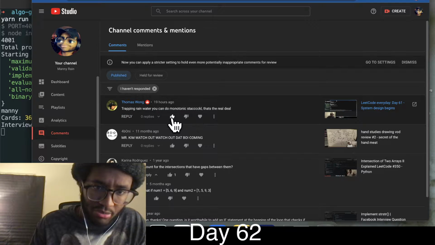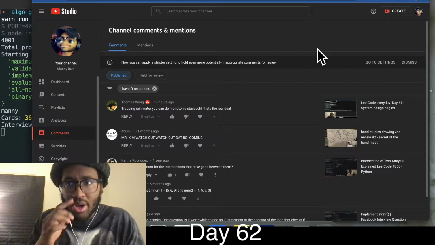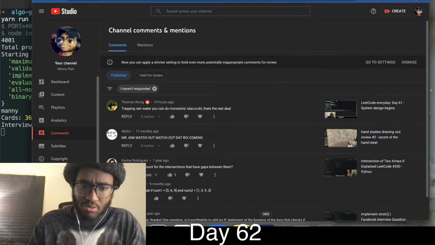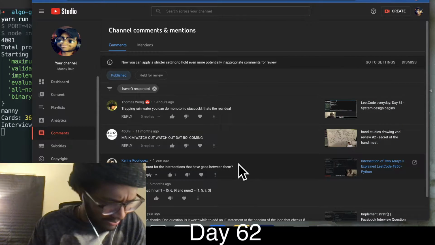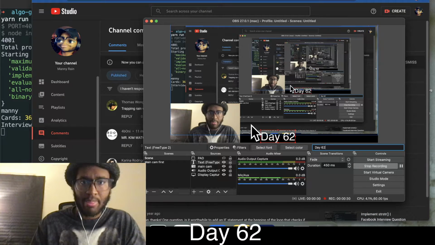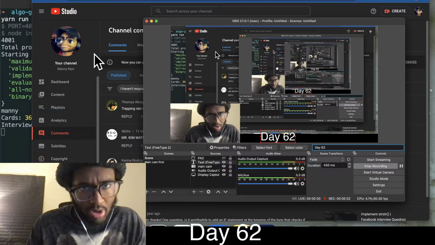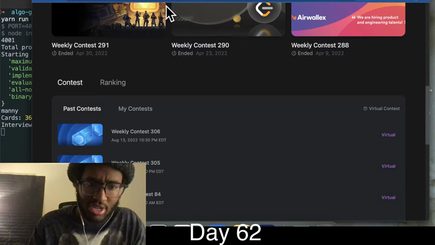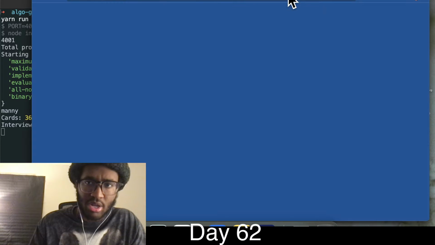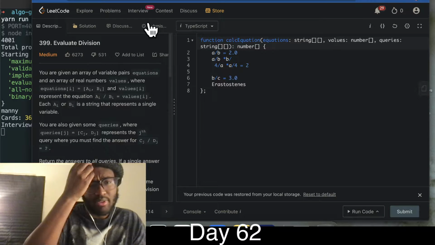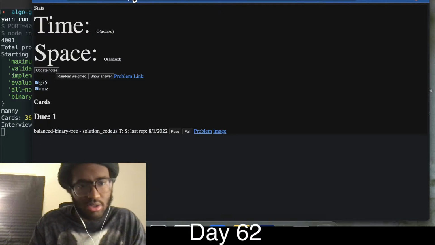Trapping rainwater, you can do monotonic stack. I have no idea what a monotonic stack actually means, so we're going to have to do some research upon that. Also, probably going to be doing a shorter session today, but more problems to be done. We're still slacking on evaluate division. We're supposed to mock this contest, which we still haven't gotten a chance to. There's a long backlog. We also want to do some of Don Martin's system design, but I'm going to have to pass on that today.